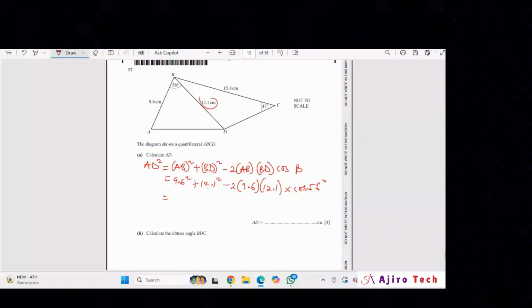minus 2, open bracket, 9.6. Please follow me the way we're doing it with the calculator. Open bracket, 12.1, then multiply by cos 56. So you have this. Okay, so let's do it again. 9.6 square. Let's do it one after the other, please. 9.6 square. Plus 12.1 square. You square it.